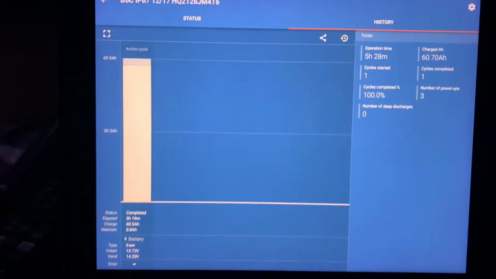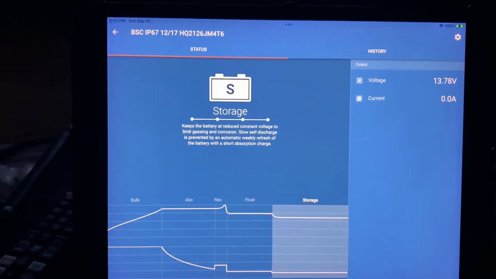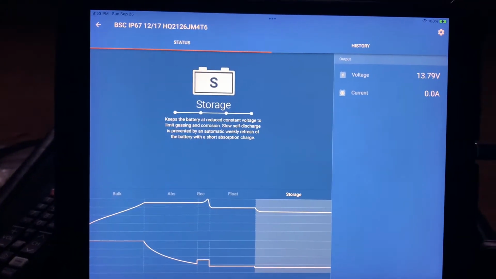Okay, we are 5 hours and 28 minutes into this, and the charger thinks the battery is full at 13.7978. We're going to disconnect it now and start the next one tomorrow. It's too late. And the little orange battery is off. So we're going to unplug and then disconnect.